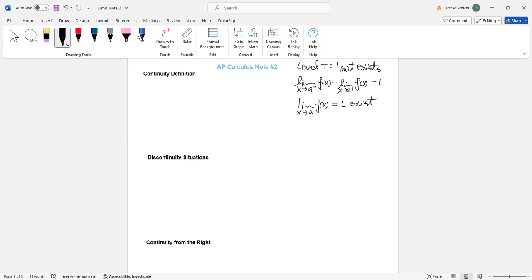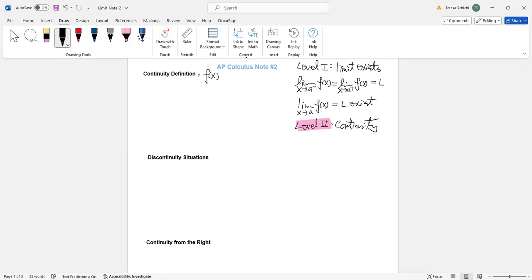Then the next level, before we reach differentiability, which will be our highest level, is continuity. This is what we're going to talk about in this lecture. So what is continuity, and why is this my level 2? Let's take a look at the definition of continuity.